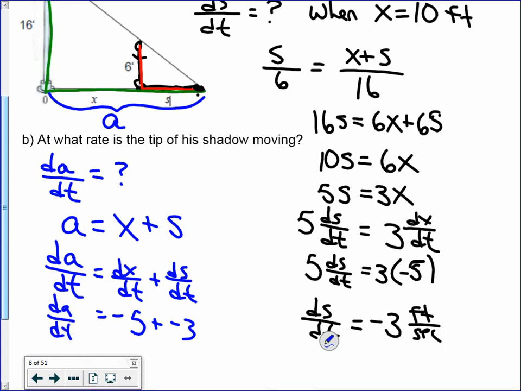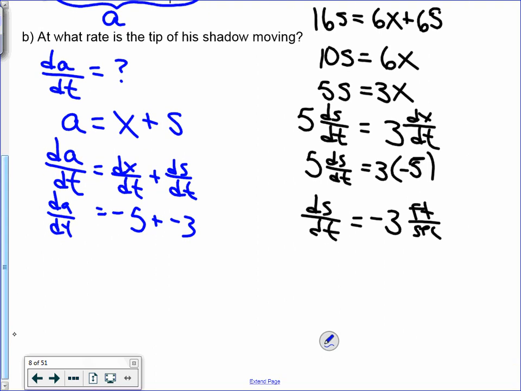So the tip of his shadow is moving pretty quickly, right? It's moving 5 feet per second because the guy's moving 5 feet per second, but also it's shrinking at 3 feet per second. So the tip of his shadow is moving at a rate of negative 8 feet per second. And think about that next time you're walking around outside. Look at your shadow. All right, so that's a classic. We're good on that one?